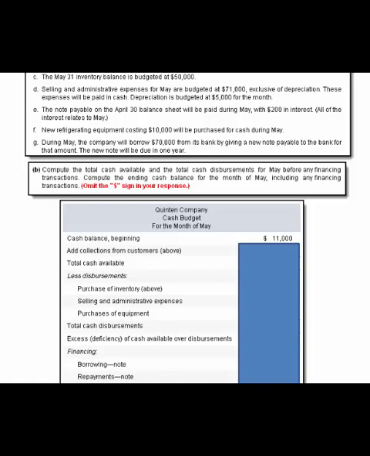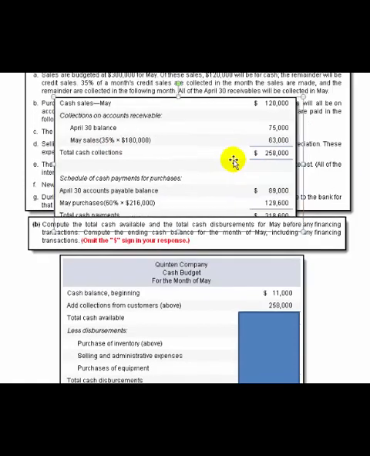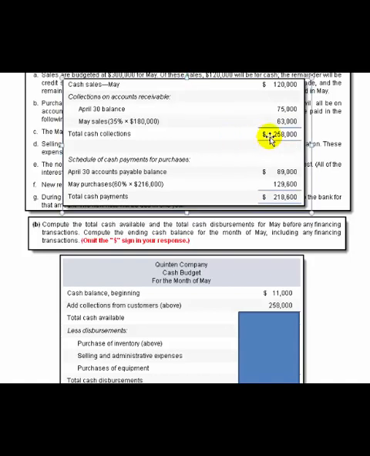Add the collections from the customers. Well, we've already calculated that, right? I think we calculated 258,000. Let me put the solution up there and show you where there's the 258. I'm just dropping the solution right above so you can see it. And that 258 gets carried here. Less the disbursements, and they tell us in the problem that there'll be $218,600 of inventory. We calculated that right there.